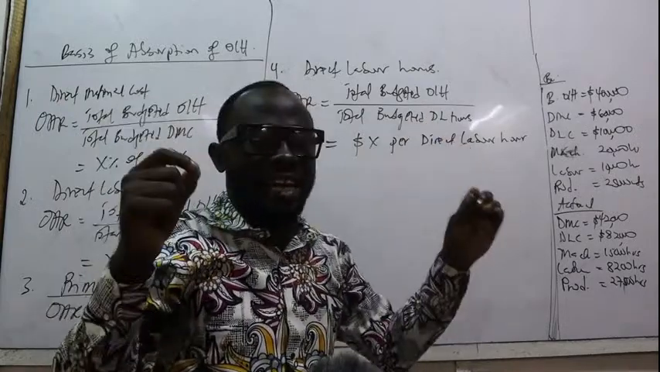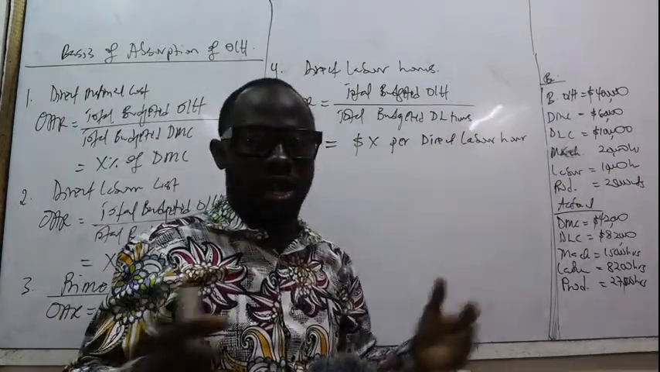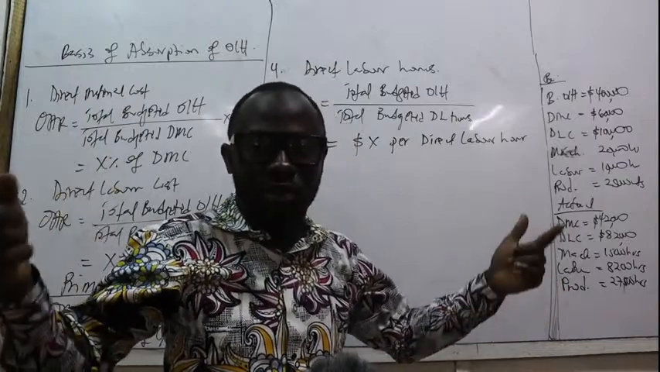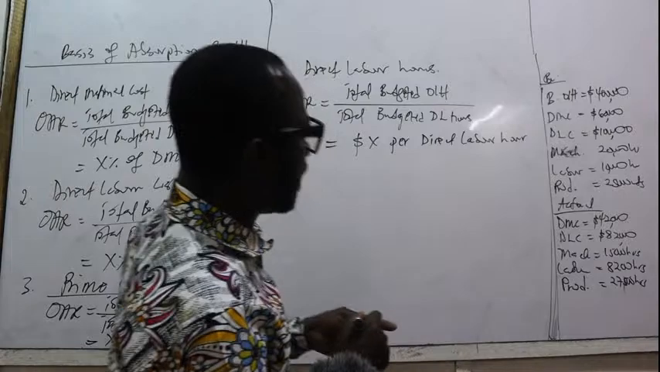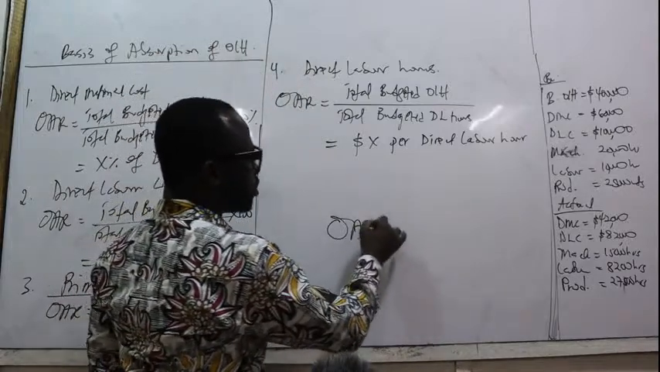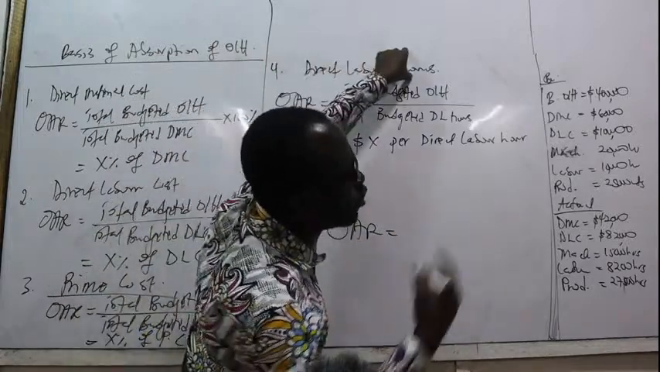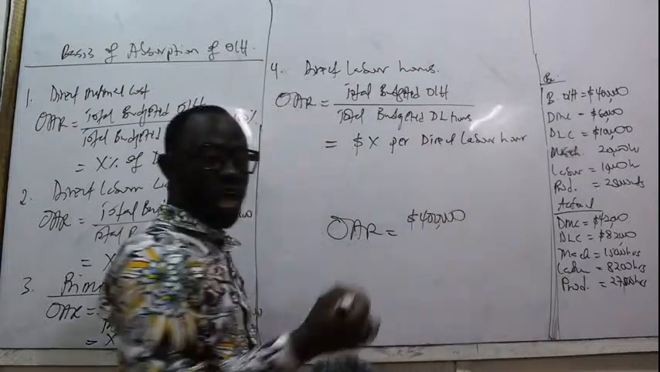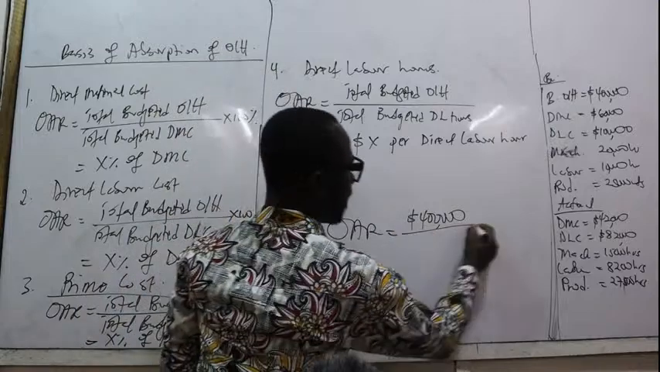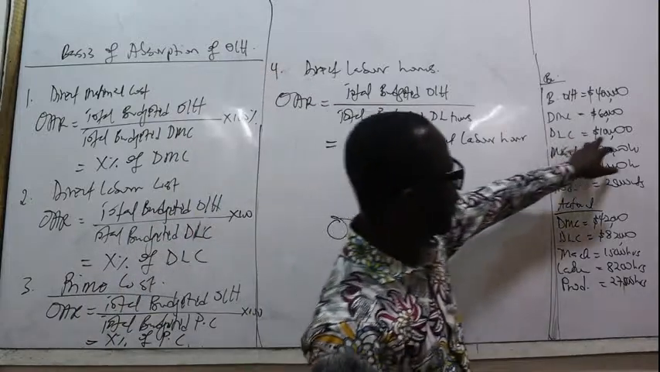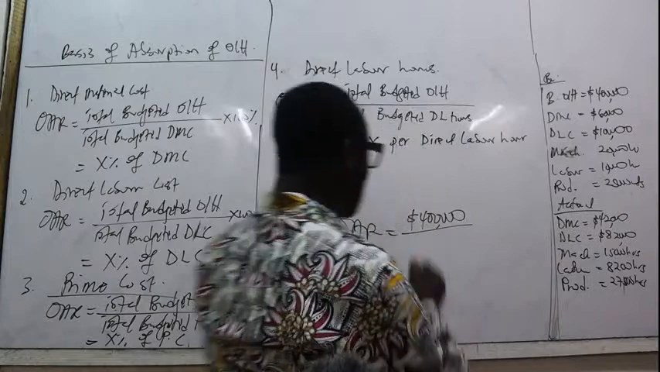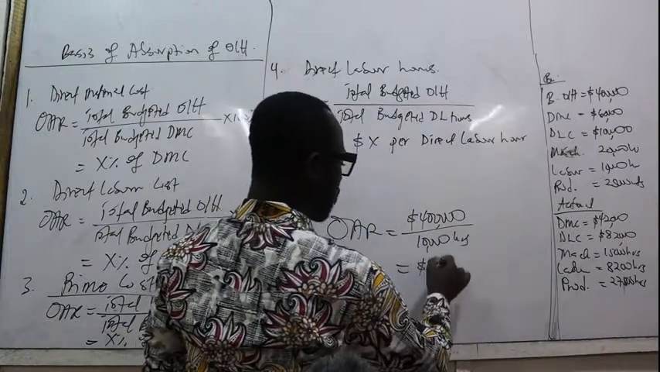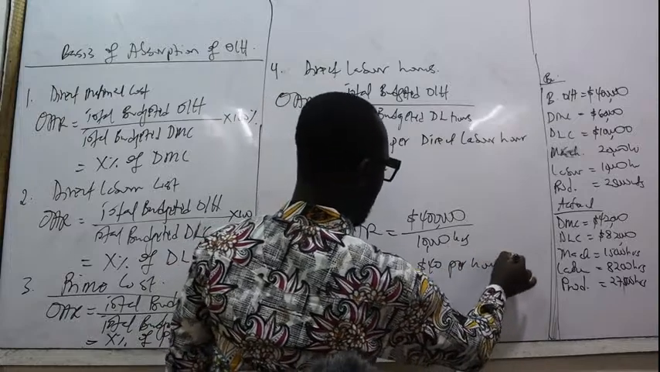So if we are calculating an overhead absorption rate, how do we go about it? Look at it. The overhead absorption rate using the direct labor hours will be like this. Our numerator is 400,000, that is the budgeted overhead, and it's still 400,000. But we divide that by the budgeted hours, which is 10,000 hours. And I think that should give you $40 per hour, I guess.